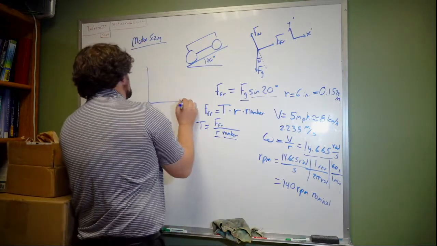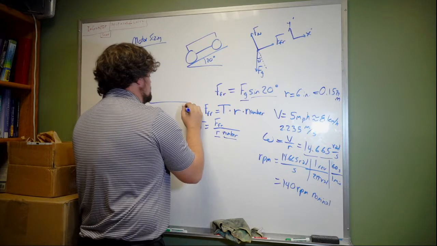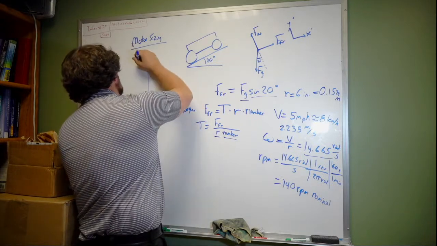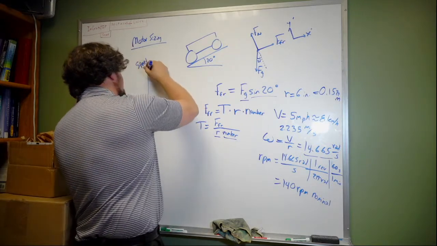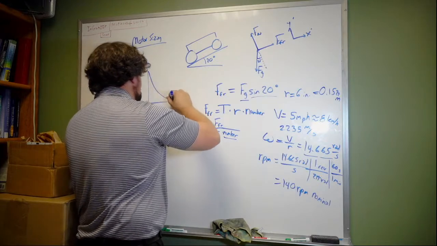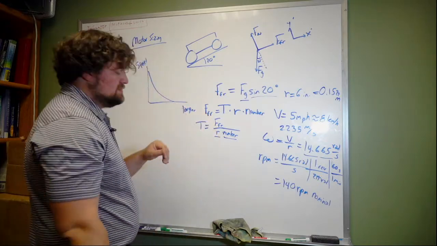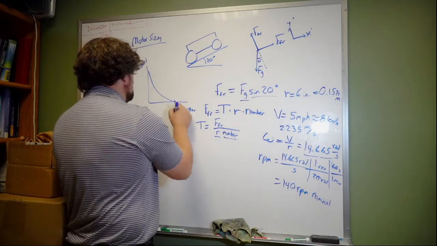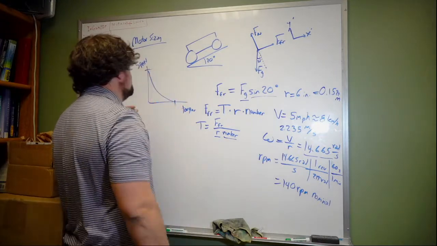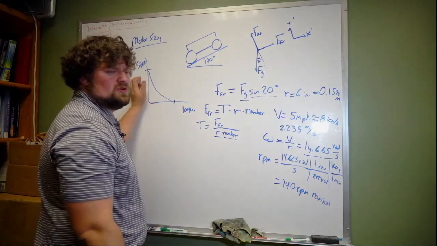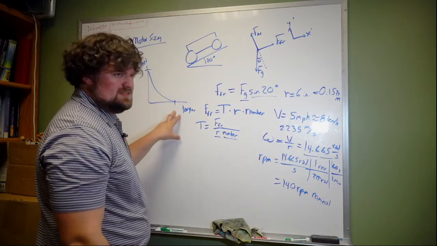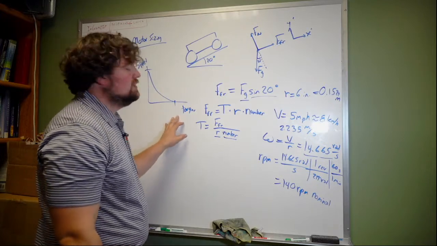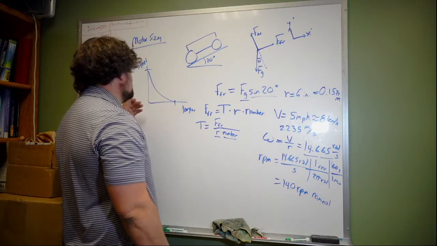Now, when we look at the graph of torque versus speed for a motor, your graph is going to look something like this. Okay, you'll have some cutoff torque and some cutoff speed. This is the maximum speed, this is the no torque speed, and then this is the no crank torque. And everything will sit in the middle.